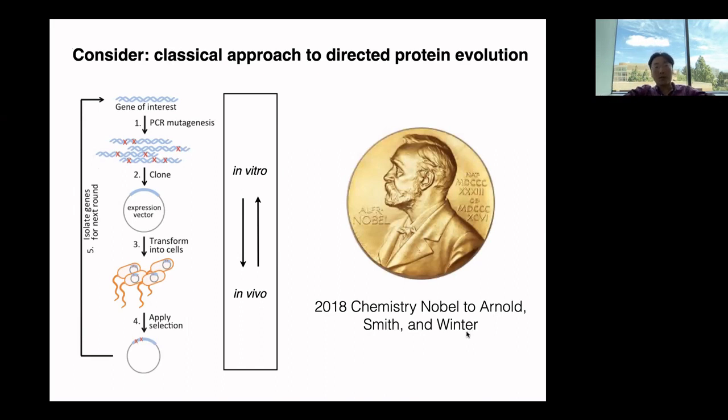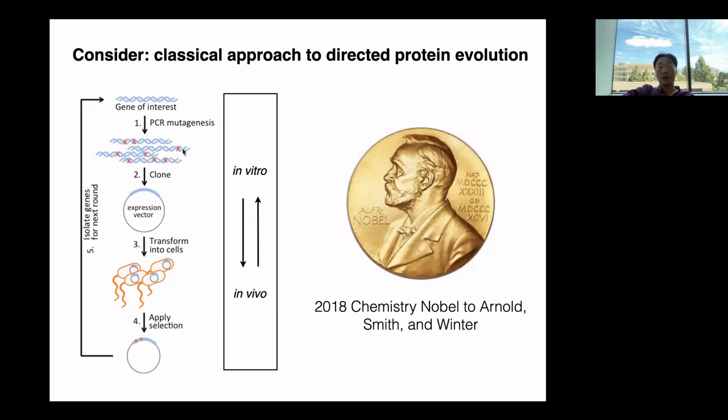So this, as you know, was awarded the 2018 Chemistry Nobel Prize: Francis Arnold, and Smith and Winter, who developed phage display and antibody display using directed evolution. But basically, this is the general pipeline for doing a directed evolution experiment.